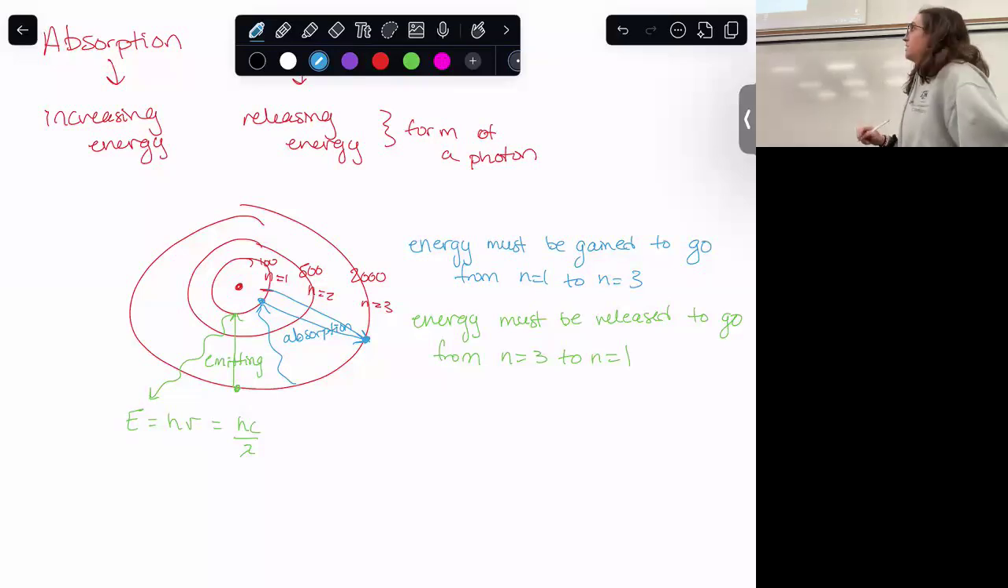And that's where the photoelectric effect comes in. It's how can you excite this electron? How much energy do you need to put into the atom in order to excite the electron?